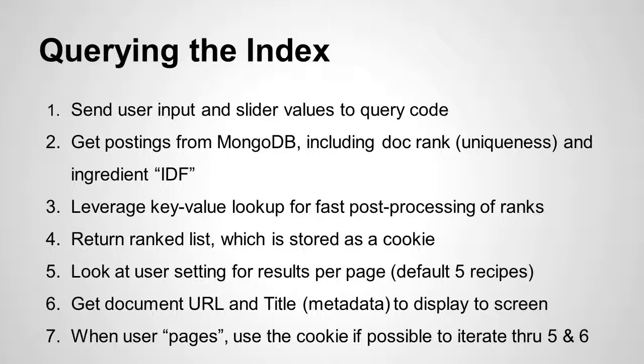The default is just to display 5 recipes at a time and to let a user scroll from page to page. So our system only really needs to get full document information for those 5 recipes. So once again, it will query the MongoDB, it'll pull the title and the web address of those 5 document IDs, and it will display them to the screen.